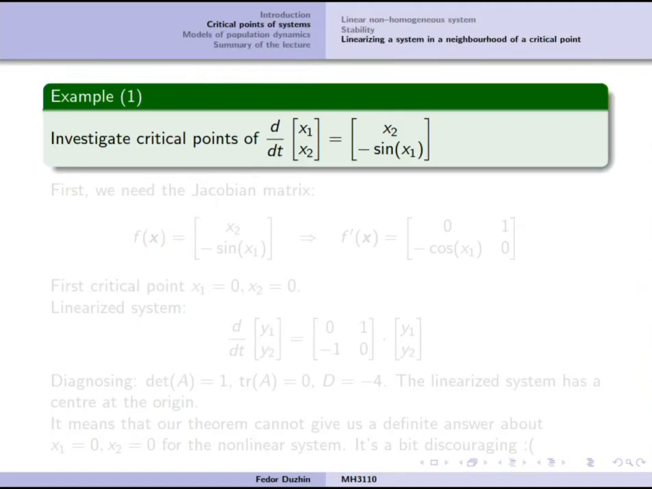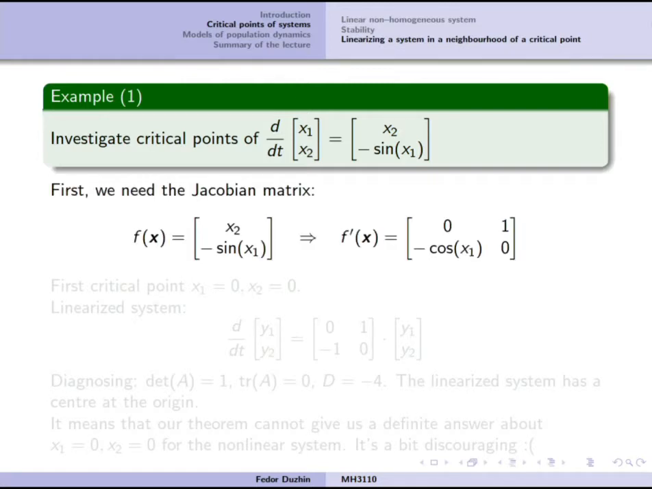Now let's go through a few examples of how this theorem is applied. In each of these examples, we are going to figure out the types of critical points. And so here is the system.